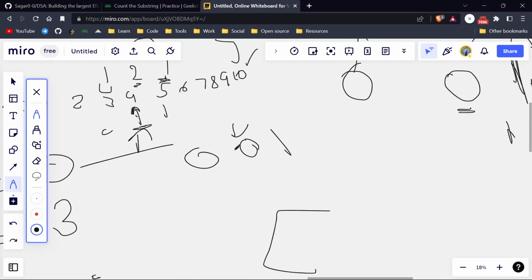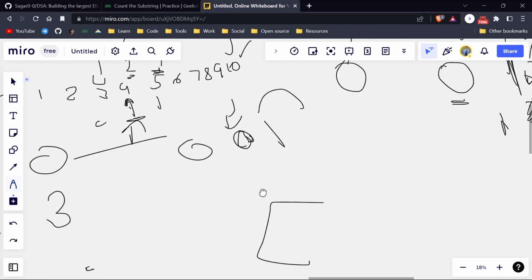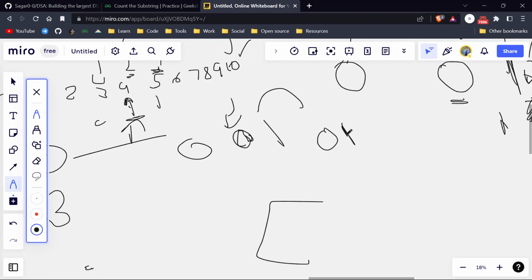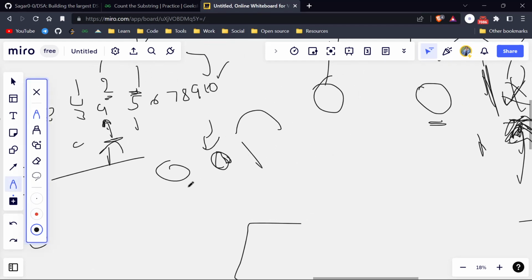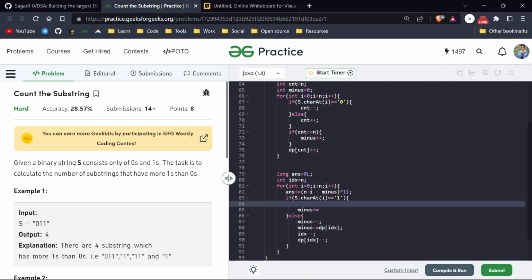So we have more 1, and that means there will be one lesser number of zeros. So we have to move to the next index, because at the next index we will have this pattern. That means there will be one less zero. Here we have 0 0 1, and at the next point we have 0 0 1 1. So we have one more 1.